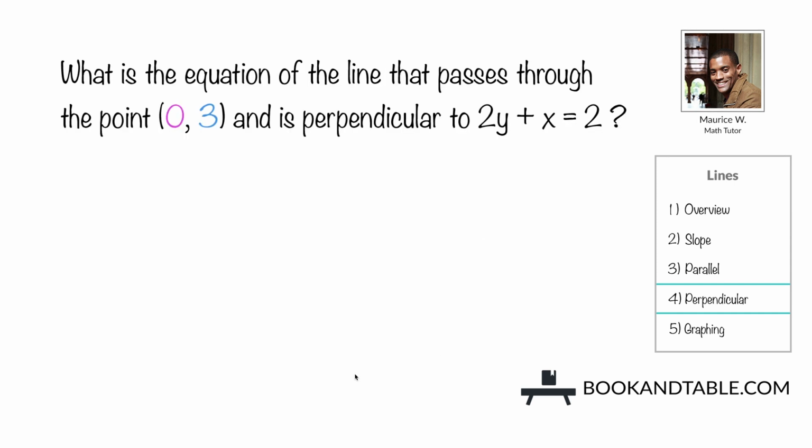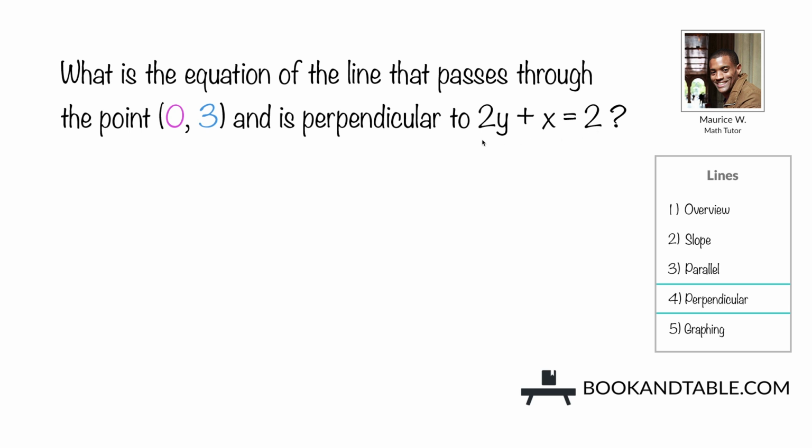Let's have you walk through one of these questions from start to finish. What is the equation of the line that passes through the point 0, 3 and is perpendicular to 2y plus x is equal to 2? So this is similar to our parallel lines. We're given a perpendicular line in standard form.